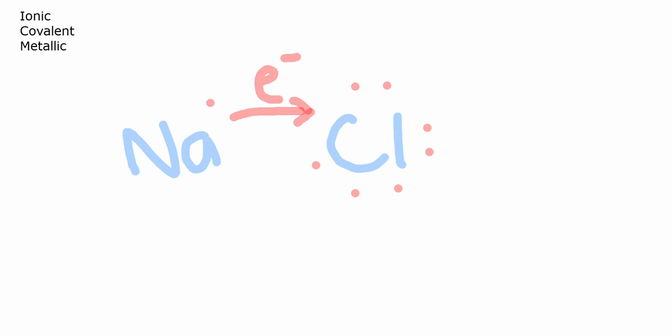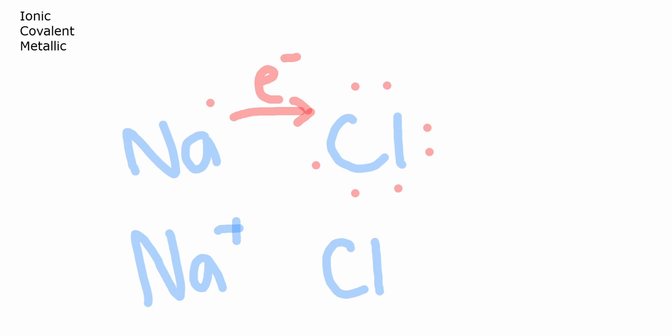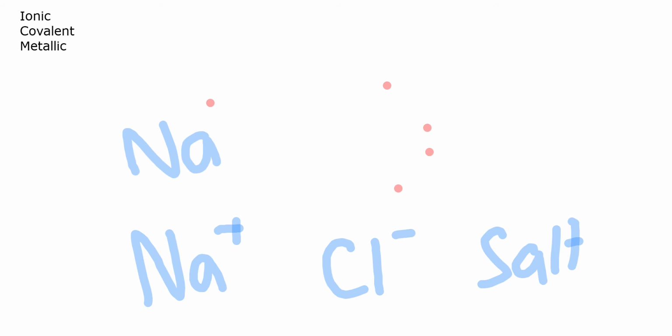There's the electron going, and as a result, you have a positively charged sodium and a negatively charged chlorine because it gained an electron. With this, they come together because positives and negatives attract, and then you get salt. Okay, so next example.